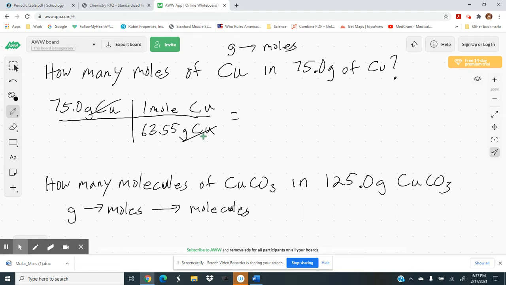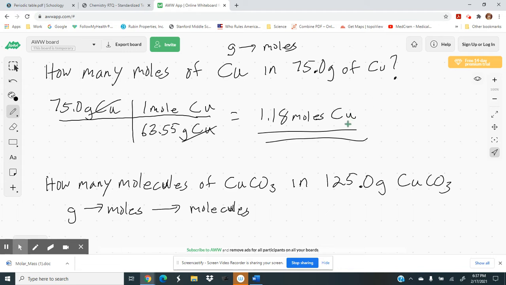Let's see. So if I take 75, I don't have my camera on today because I just got out of the shower and my hair's all goofy, so I decided just to do this without the camera. 75 divided by 63.55 is going to be equal to 1.18 moles of copper. Okay, and there is your answer.